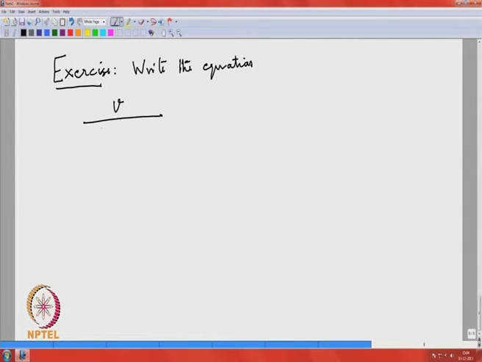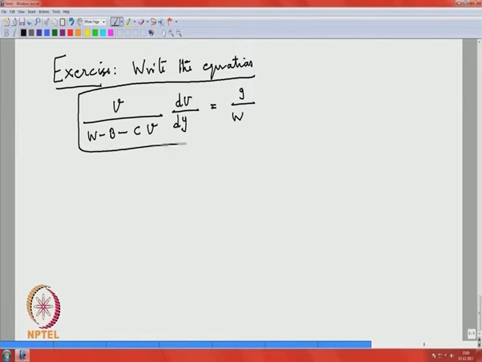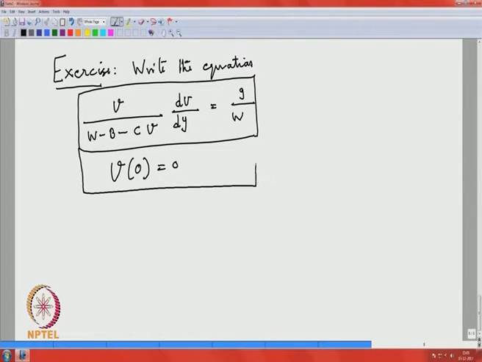Write the equation as (W/V minus B minus CV) into dV by dy, which is not difficult to write, is equal to G by W. See, non-linear equation solving, there are no general methods at all. So, you have this equation. Now, this is an equation in V, dV, dy you can take to the other side, and of course, the velocity initially is an initial value problem. So, you have V0.